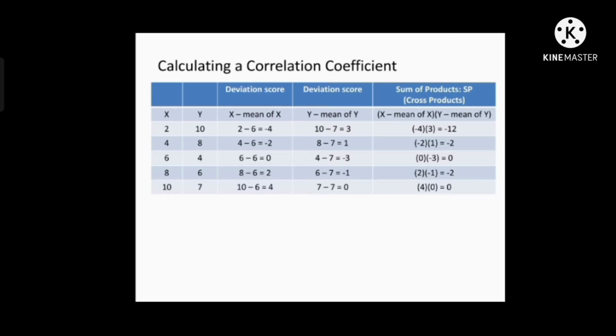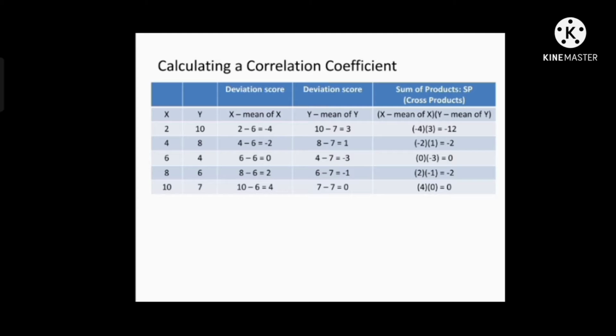Negative 2 times 1 equals negative 2. Next is 0 and negative 3. So the deviation score of x is 0 and the deviation score of y is negative 3. Anything, whether positive or negative, multiplied by 0, the result is always 0.